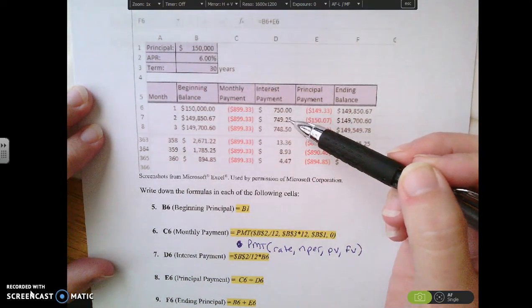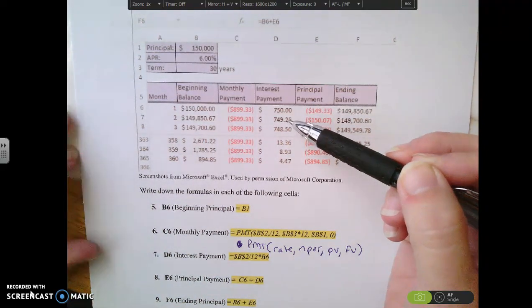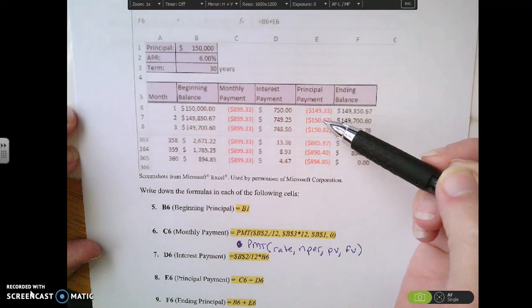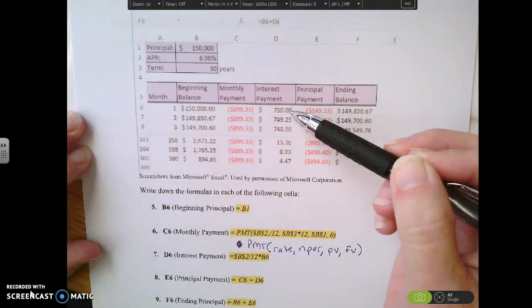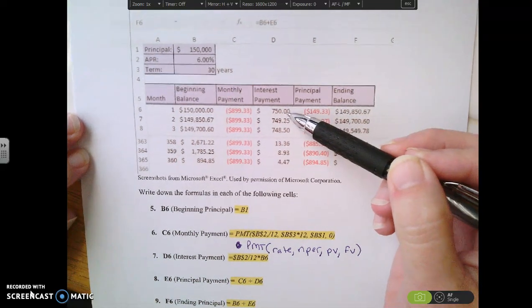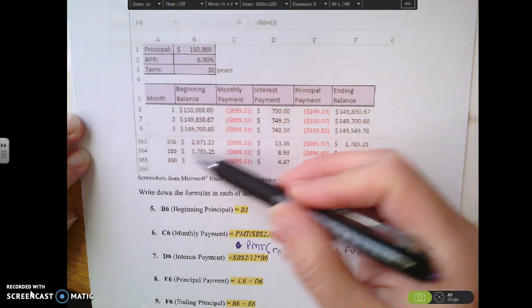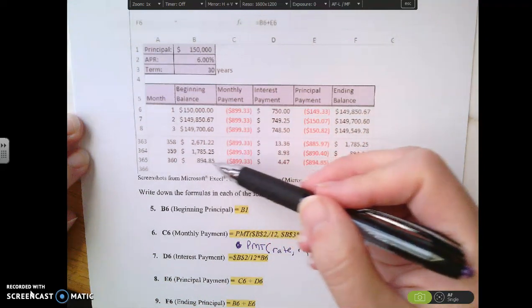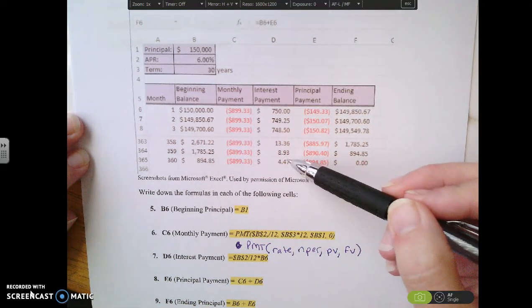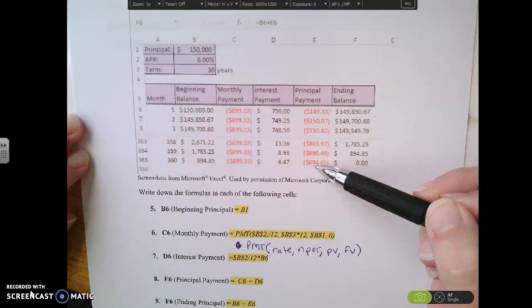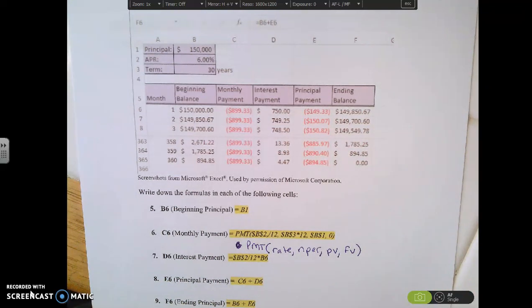And then your interest payment is going to change because it's always the same percentage of a changing balance. That means your principal amount changed. You'll notice here at the beginning that $750 went to interest and $149 went to principal. But at the very end of the loan, here's month 360, you'll notice that only $4 went to interest and $894 went to the principal. So it changes at the end of the loan. You'll notice the scale changing.